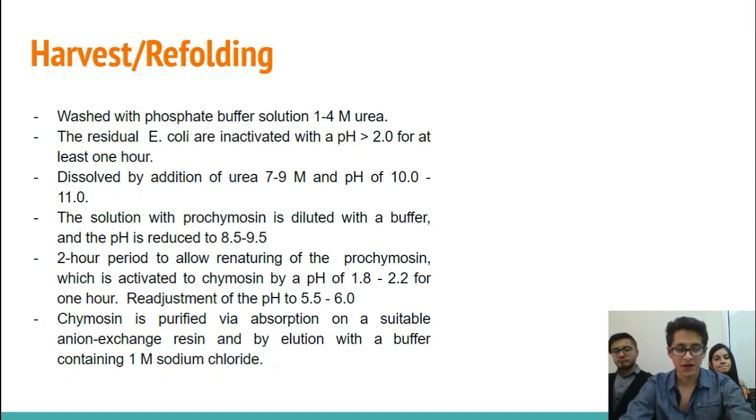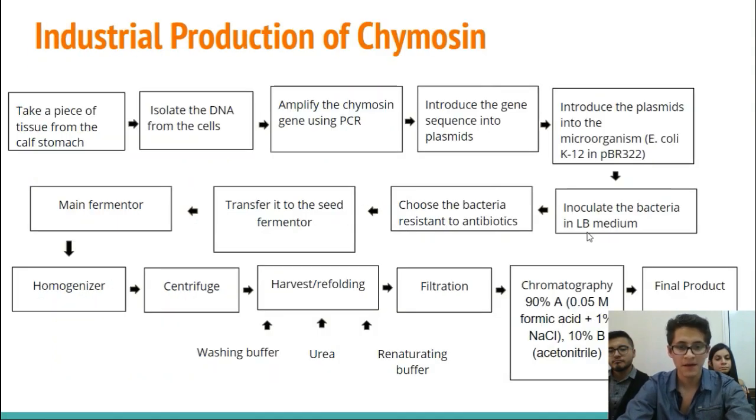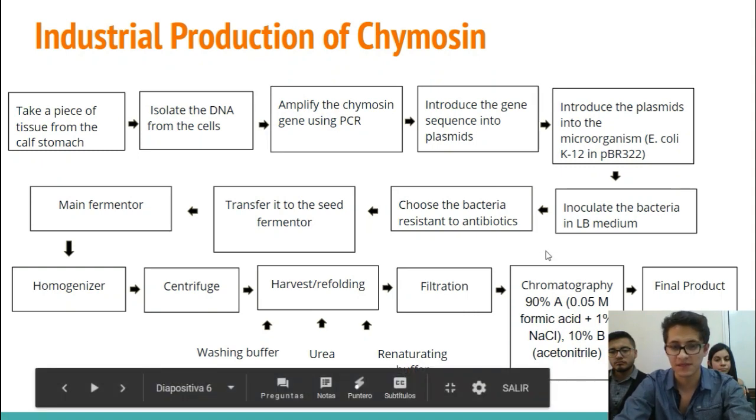Finally, we need to readjust the pH to 5.5 to 6.0 because the chymosin is purified by absorption on a suitable anion exchange resin, followed by elution with a buffer containing 1 millimole of sodium chloride. Then we do the filtration to make the purification by chromatography easier, as we see here.